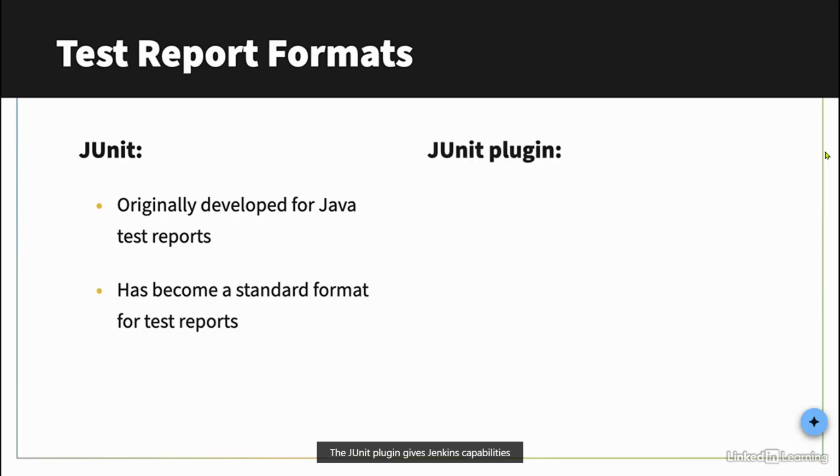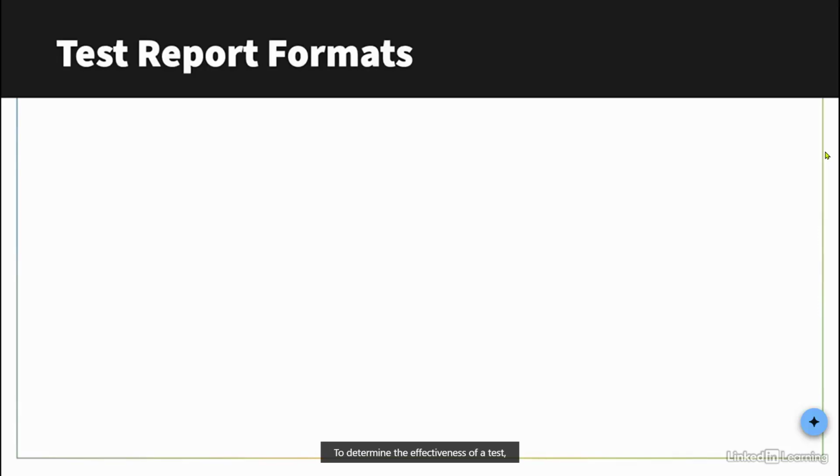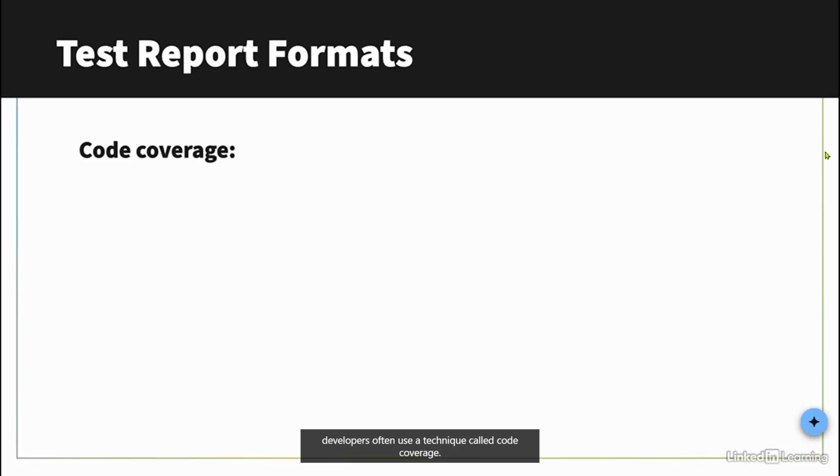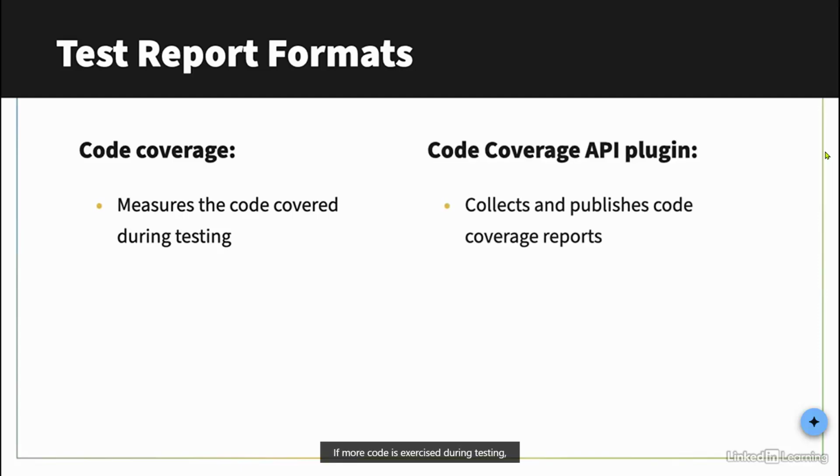The JUnit plugin gives Jenkins capabilities to collect test reports, publish reports as graphs, and track trends in test results. To determine the effectiveness of a test, developers often use a technique called code coverage. Code coverage tracks the lines of code that are accessed during a test. If more code is exercised during testing, bugs are more likely to be discovered.